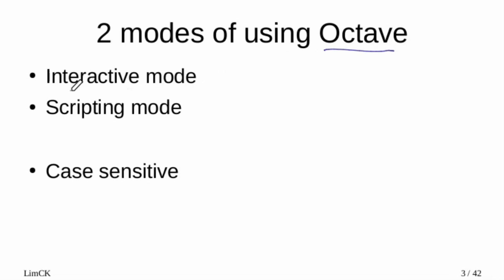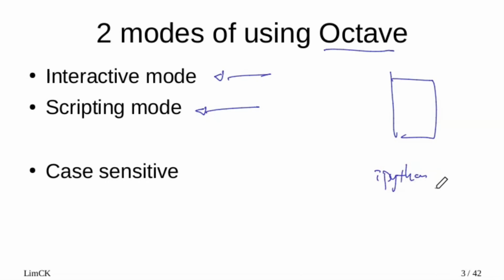For Octave, you can run your program in two modes. One is the so-called interactive mode, the other is the scripting mode. This is just like Python. If you have learned Python, you can write your full program and run it as one complete script, or you can use IPython to run it command by command. This is the interactive mode, and you can run the scripting mode as well.